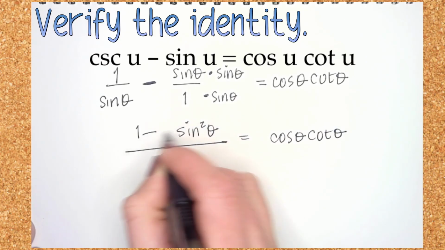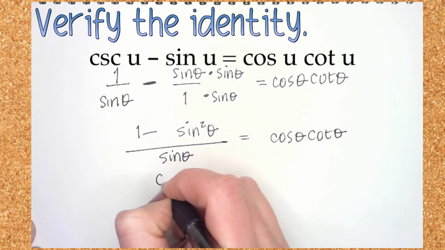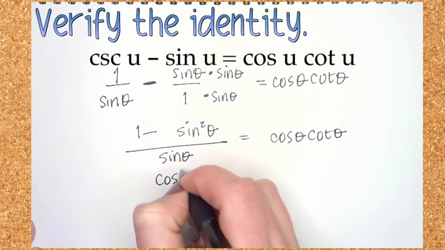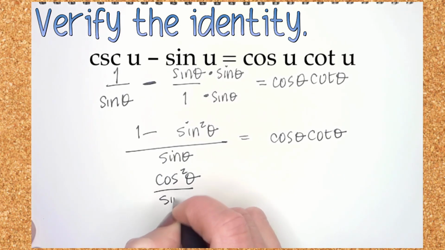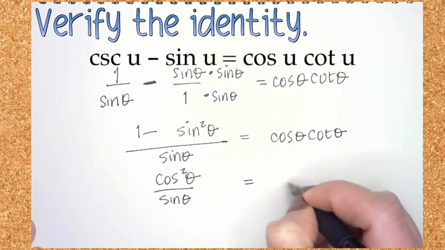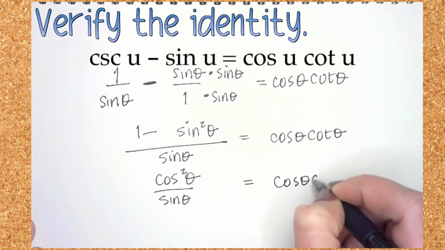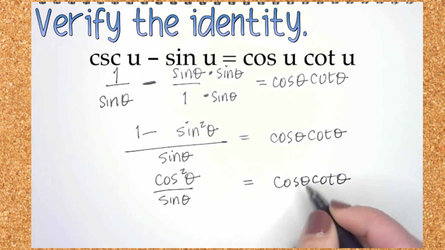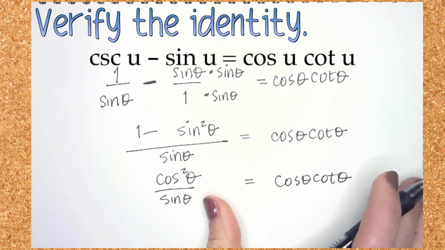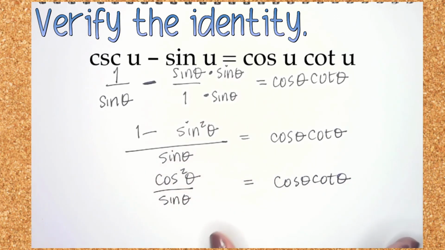cotangent theta. Up top here, 1 minus sine squared theta, if you refer to Pythagorean identities, you should know equals cosine squared theta. So cosine squared theta over sine theta equals cosine theta cotangent theta. Now, some people might end up changing this side, but really I am a firm believer that you should only be altering one side of the equal sign.